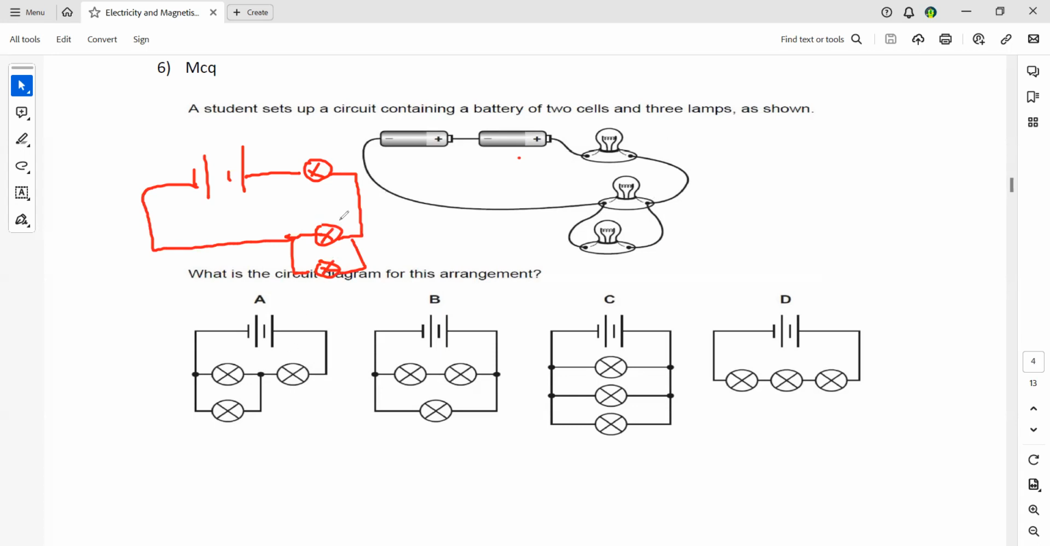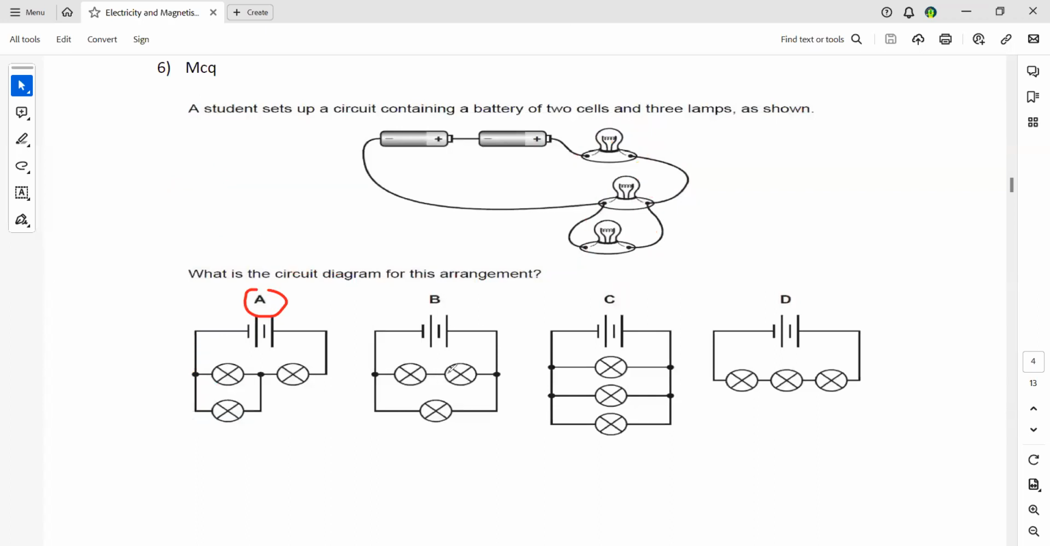Two of the lamps should be in parallel and one lamp should be in series. So it matches with option A. This matches the circuit diagram. So one lamp is in series with a two-lamp parallel combination, and then the circuit is completed.